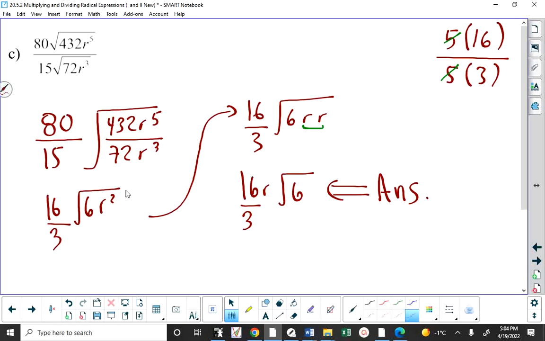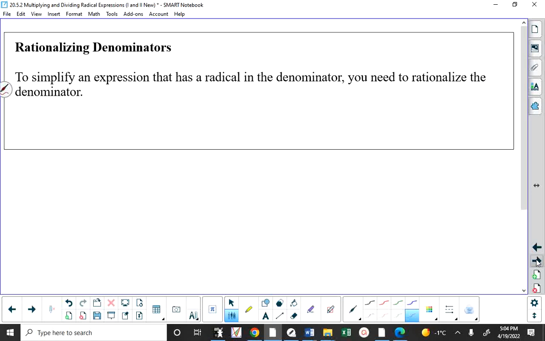Now we have to talk about rationalizing denominators. To simplify an expression that has a radical in the denominator, you need to rationalize the denominator. What does rationalize mean? Well, if the expression has a radical in the denominator, then the denominator is not rational, because radicals are irrational. So to rationalize the denominator means to somehow make the denominator rational, and what that means is to remove the radical.